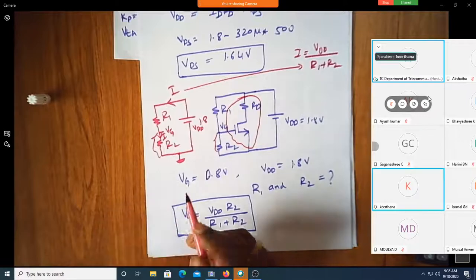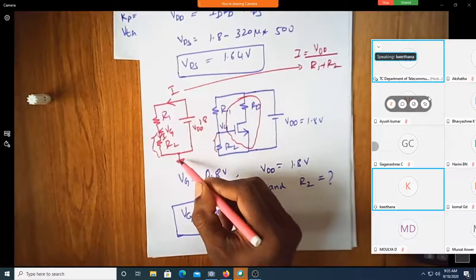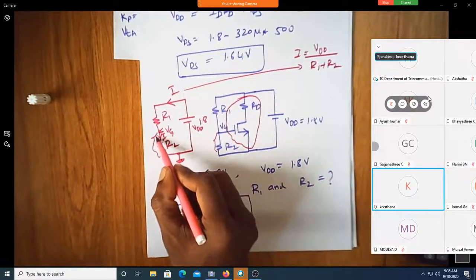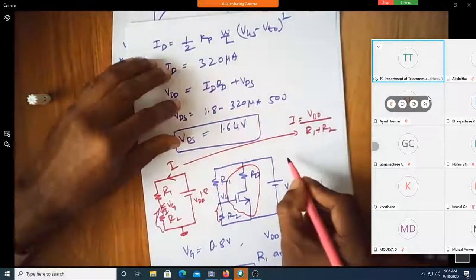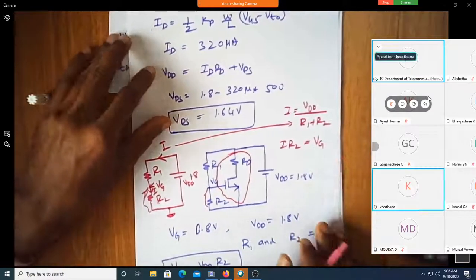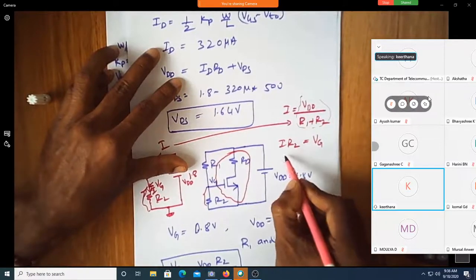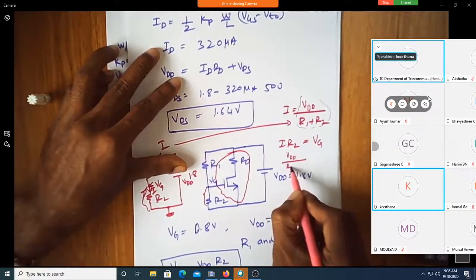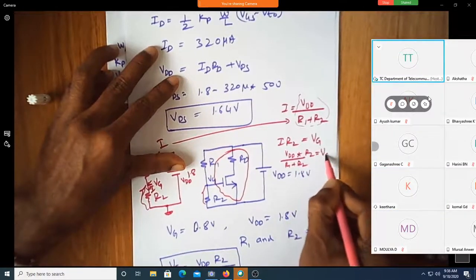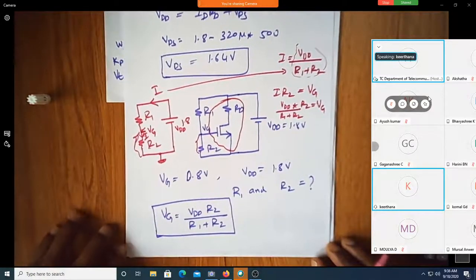Now, whenever I simply say VG, it is a voltage at this point with respect to ground. Yes, sir. Ground is this point. It is this voltage I into R2. So I will say I into R2 is nothing but VG. Am I correct? Yes, sir. So what is the I expression? It is this. So shall I write it as VDD by R1 plus R2 into R2? Is it not VG? Yes, sir. That's what I wrote here. Got it now?